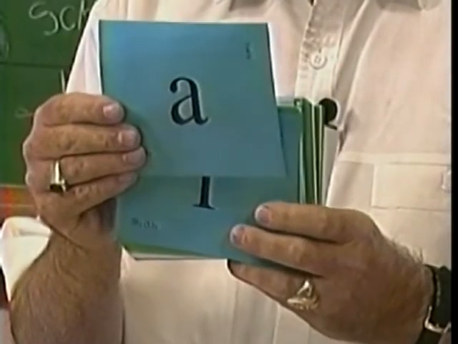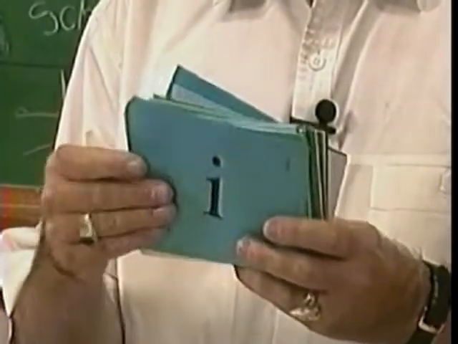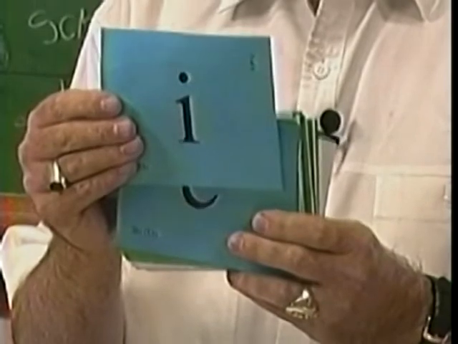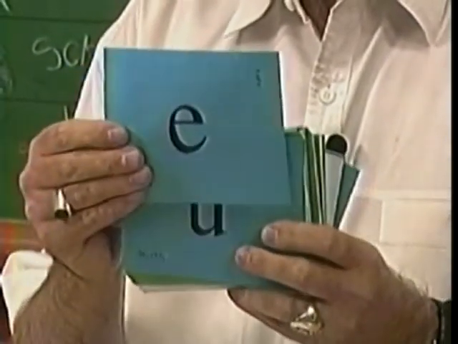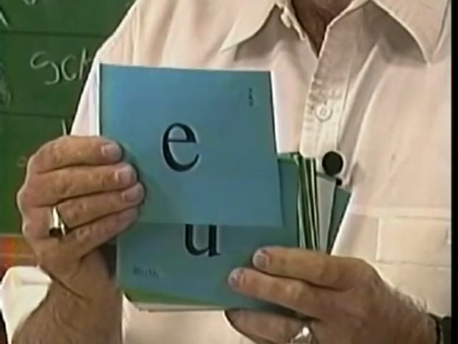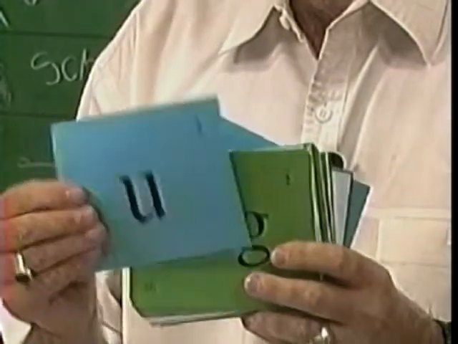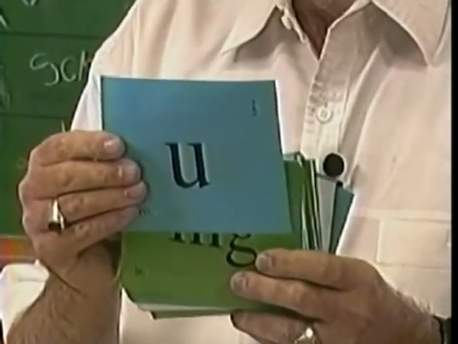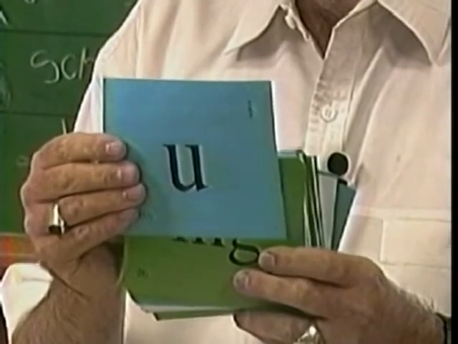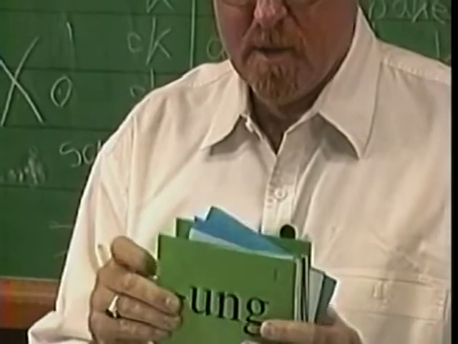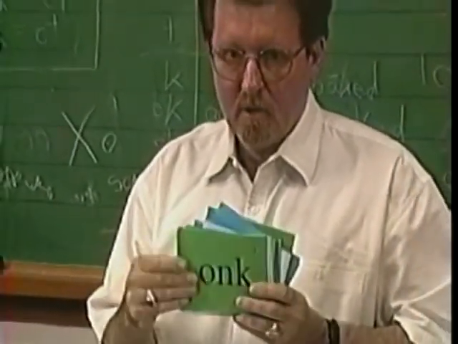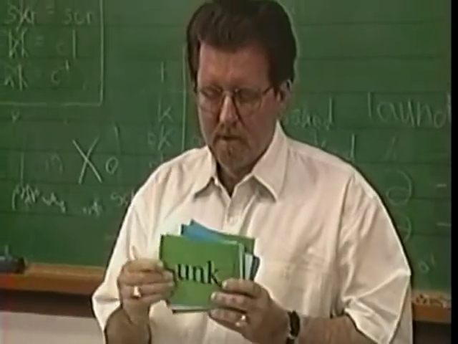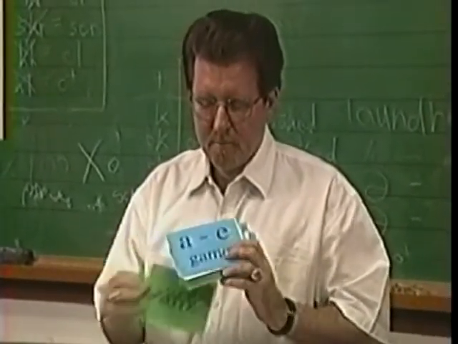A in a closed syllable, A in an open syllable. I in a closed syllable, I in an open syllable. E in a closed syllable, E in an open syllable. U in a closed syllable, U in an open syllable. Then we have ing, ong, ung, ang, ink, onk, unk, ink.